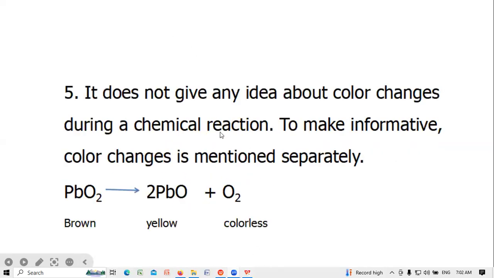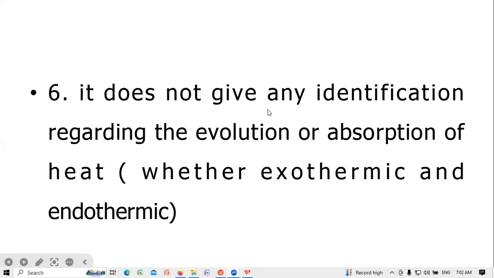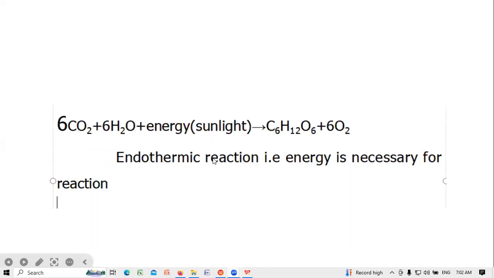It does not give any idea about the color change during a chemical reaction. To make it informative, the color change is mentioned separately. Yes, lead oxide: this is the brown PbO, brown, and PbO yellow, and oxygen is colorless. It does not give any identification regarding the evolution or absorption of heat, whether exothermic or endothermic.